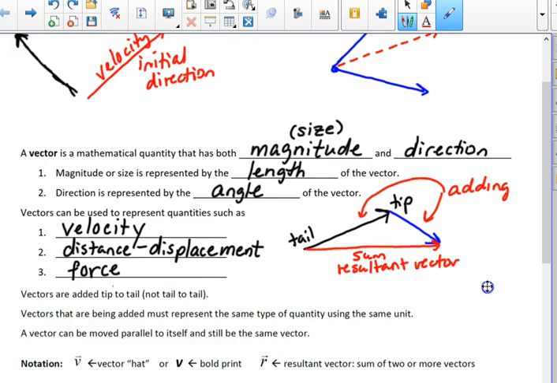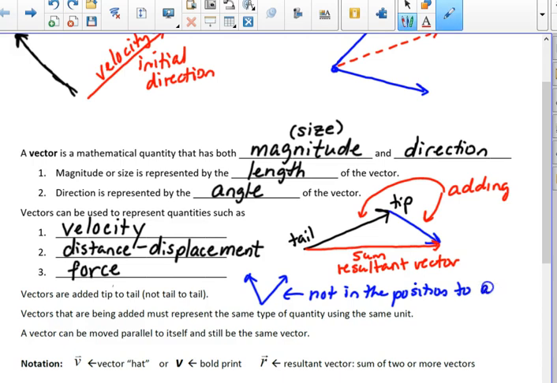Now, we don't add vectors tail to tail. If we have 2 vectors whose tails are together, they're not in the position to add. So these are not in the position to add yet. We'll have to do some shifting, and I'll explain more how that's done with our example problems.